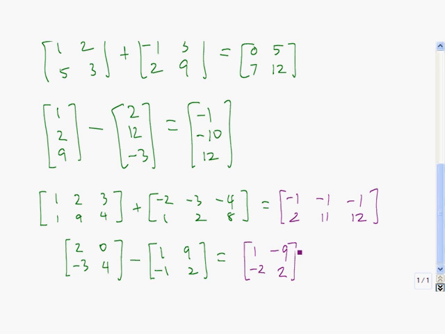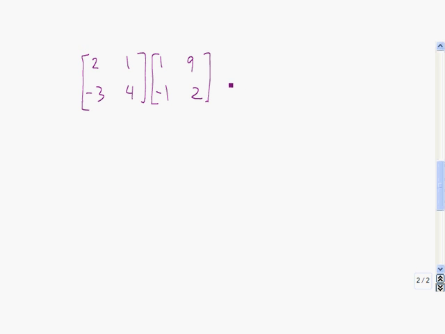Now let me talk about matrix multiplication. So let's multiply these two matrices together. To get the first entry here, I'm going to take the first row of the first matrix dotted with the first column of the second matrix. So I take 2 times 1, which is 2, plus 1 times -1, which is -1. 2 plus -1 is 1, and so that entry is a 1.